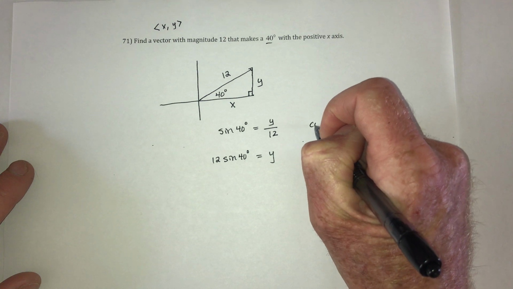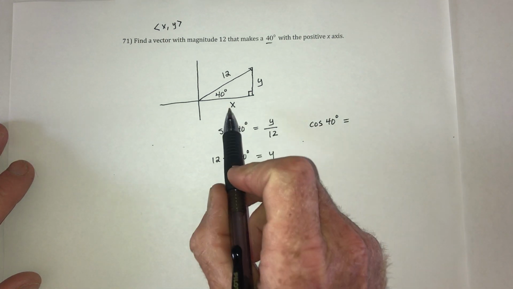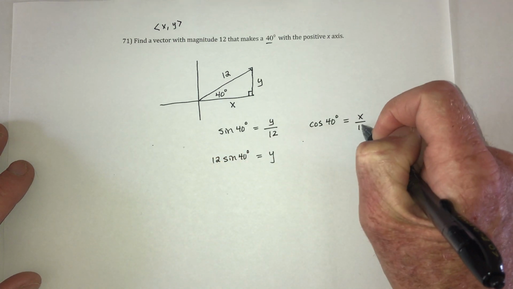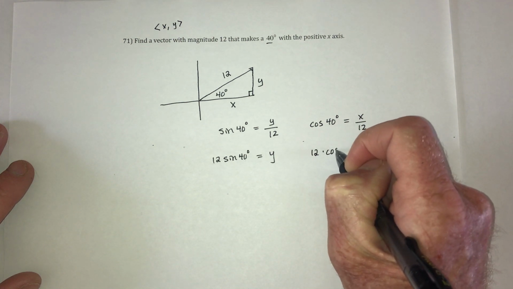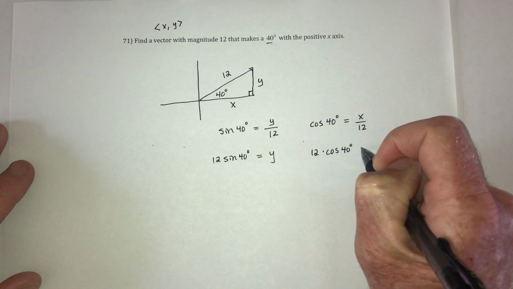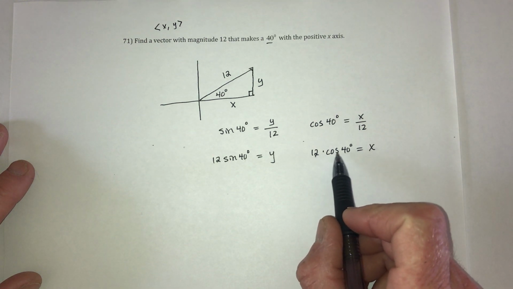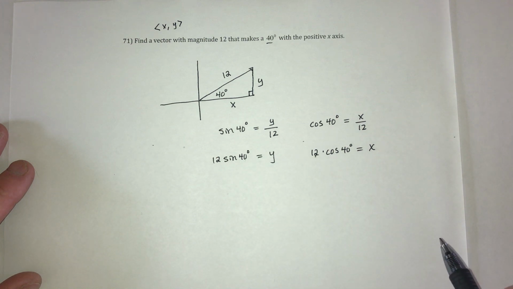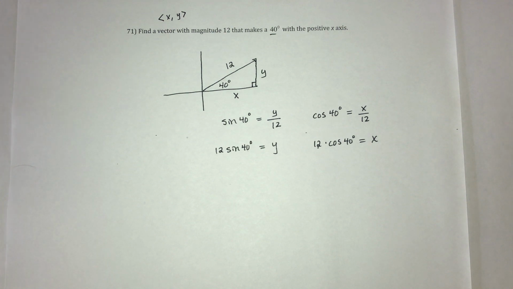Likewise, I could use cosine. So cosine of 40 degrees is equal to adjacent over hypotenuse. Then multiply both sides by 12. And just like with polar functions, it's saying x equals r cosine of theta, y is equal to r sine theta. Now, what are those numbers as decimals?